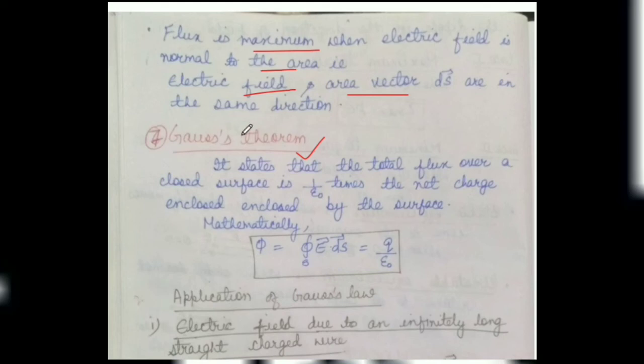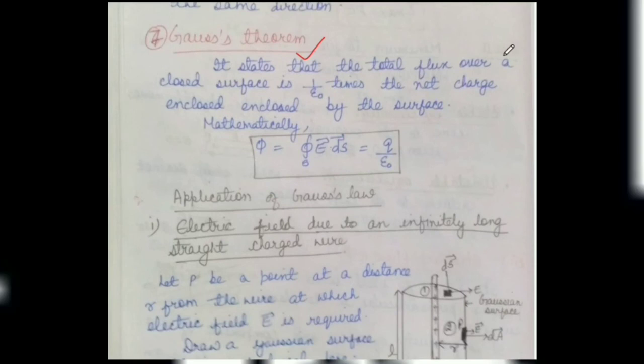Okay. Next, Gauss theorem. What is this Gauss theorem? Actually, Coulomb's law is also used to determine electric field, but in the case of complicated circuits, we can't determine the electric field using Coulomb's law. For that, if we want to calculate the electric field, we use this Gauss theorem and the calculation becomes very simple. What is this Gauss theorem?